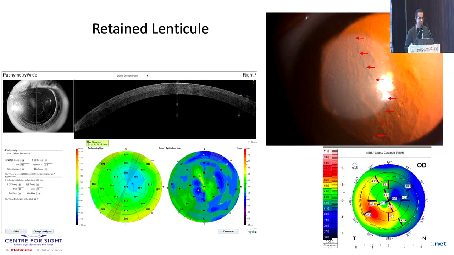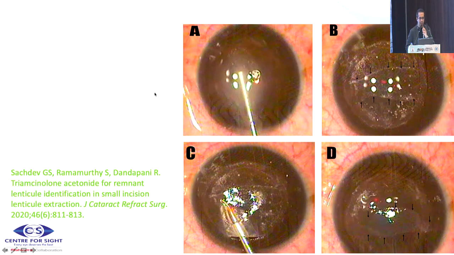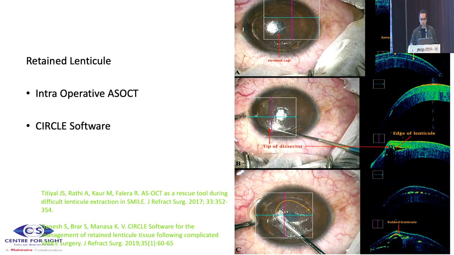So this is one case that was referred to us. This is the area of retained lenticule, which you can see. Similarly, we see steepening on the topography map, and also in the AS-OCT we can see a remnant lenticule. To remove this, Dr. Gidansha has described a technique of injecting triamcinolone inside the pocket to delineate this lenticule and remove it. And also with the intraoperative AS-OCT and with the circle software, this can be removed.